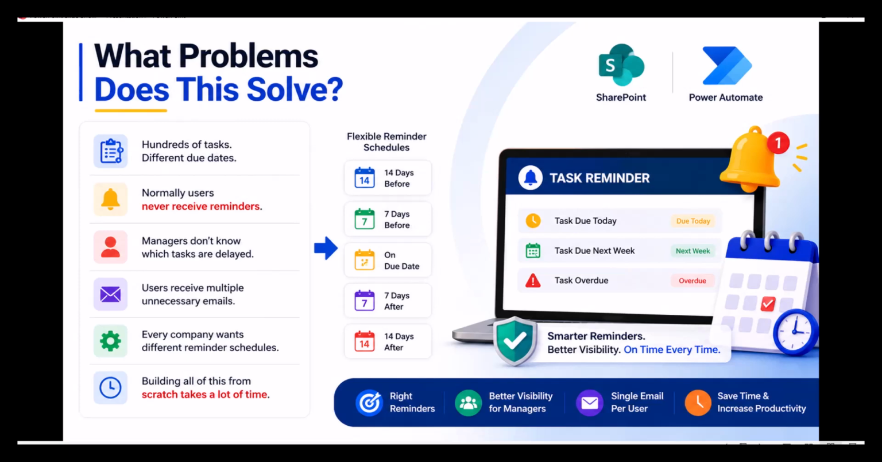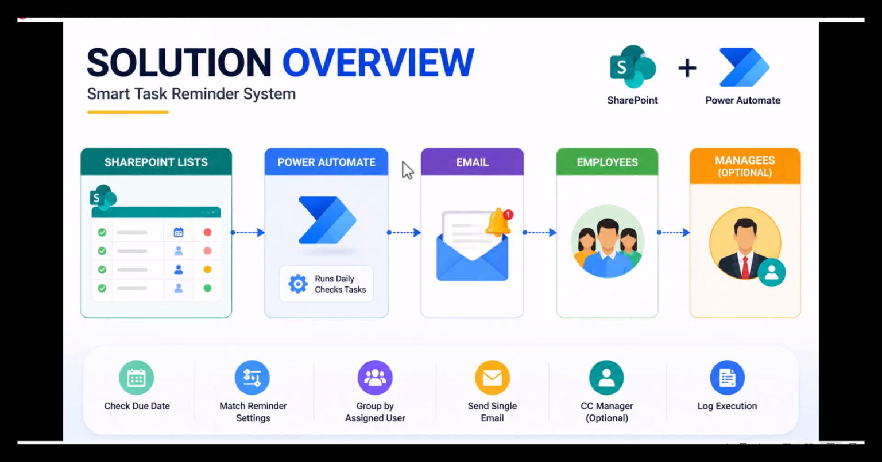That's exactly why I created this solution. The solution is actually very simple. Everything starts from SharePoint. We maintain all the tasks inside a SharePoint list. Power Automate runs every day automatically. It checks every task, looks at the due date, matches it with the reminder settings, groups tasks by assigned user, creates one beautiful email, and optionally adds the manager in the CC. If the admin sets that every email needs to include the manager, that is also possible. Finally, we add the execution log. Everything is automatic, no manual work required.